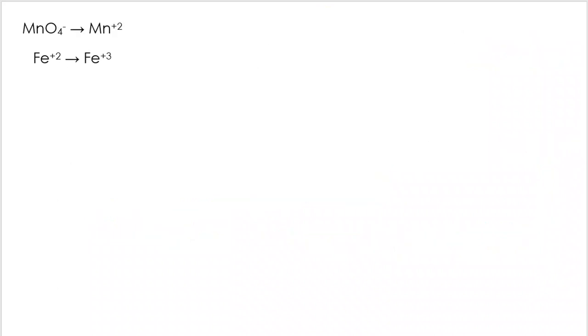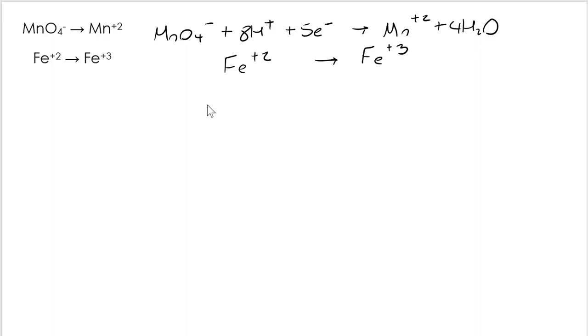Next example. And once again, we build the half equation. My Mn is already balanced, so I'm going to balance my oxygens by adding water. I'm going to balance my hydrogens by adding H+, and I'm going to balance my charge by adding electrons. My Fe2+ to Fe3+, I don't need to balance the variable species, or the oxygen, or the hydrogen. I just balance the charge by adding an electron.